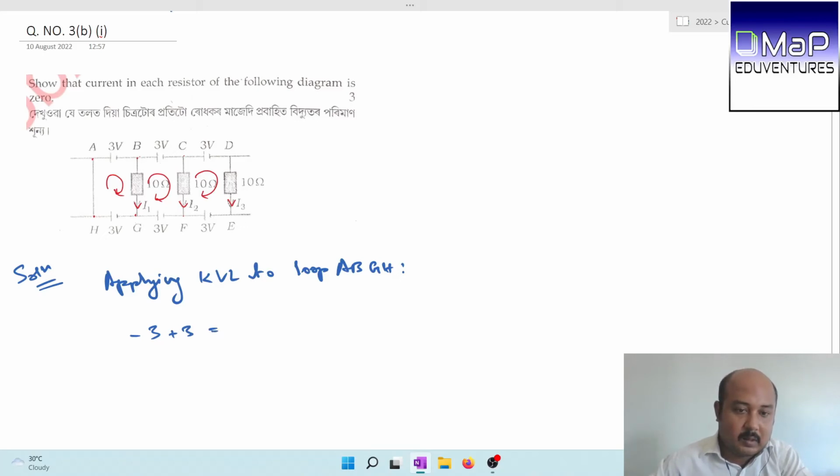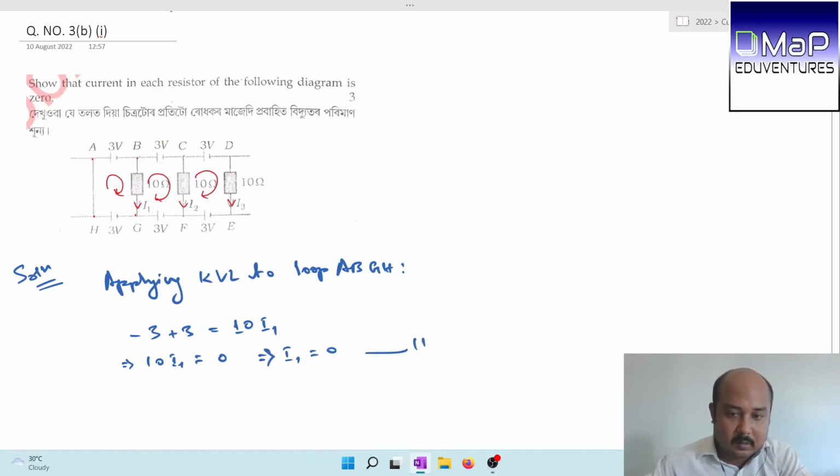So these two will be 0, and I have only one resistance here: there is a 10 ohm resistance and the current through this 10 ohm resistance is I1, so the voltage drop across this 10 ohm resistance is 10 I1. Okay, so 10 I1 is equal to 0, which obviously gives I1 equal to 0.